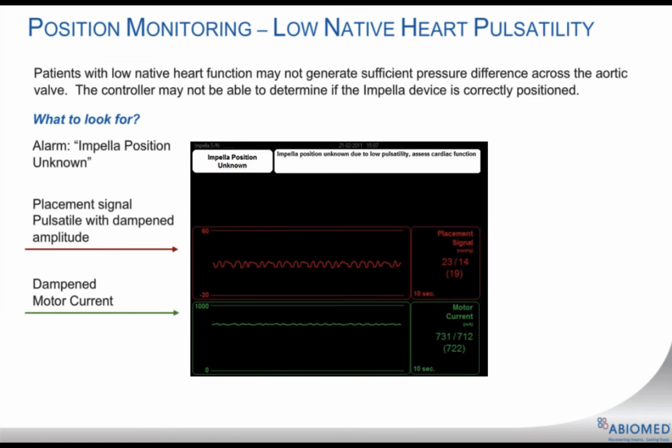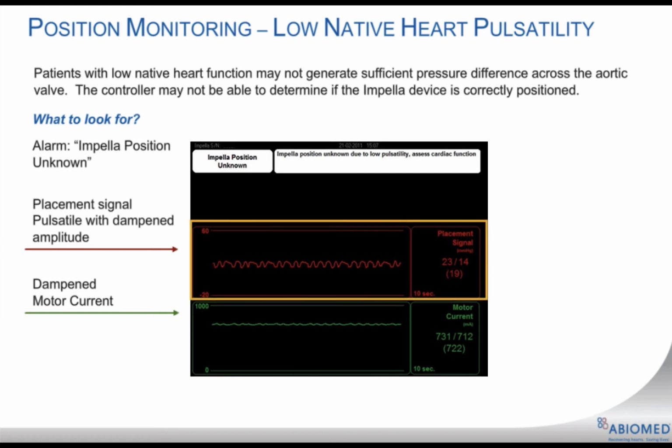In instances in which there is low native heart pulsatility, the controller may not be able to determine whether the Impella device is correctly positioned. The placement algorithms require a minimum amount of native cardiac function to generate a pressure difference across the aortic valve. When native function is depressed, the Impella catheter will continue to provide up to the maximum amount of forward flow.